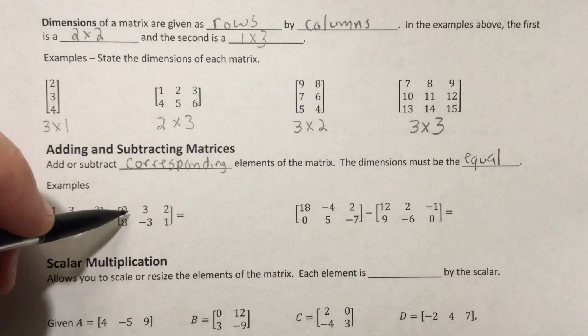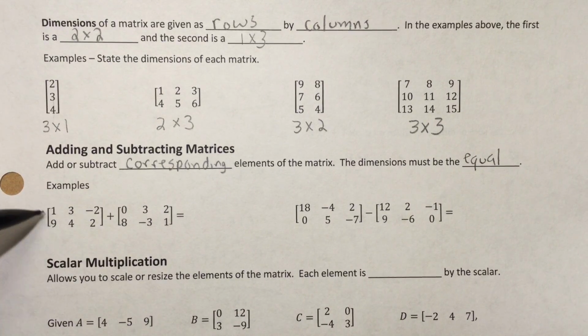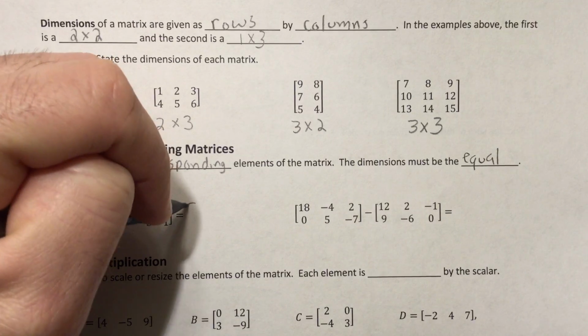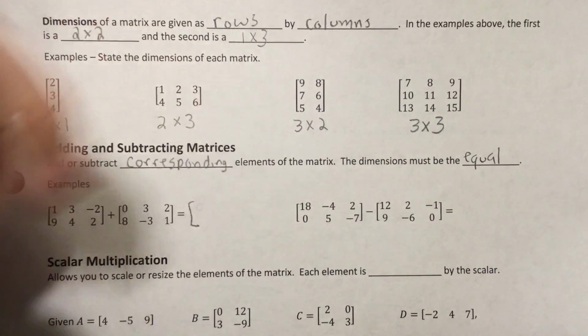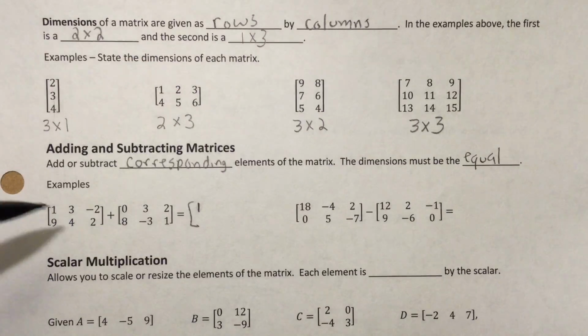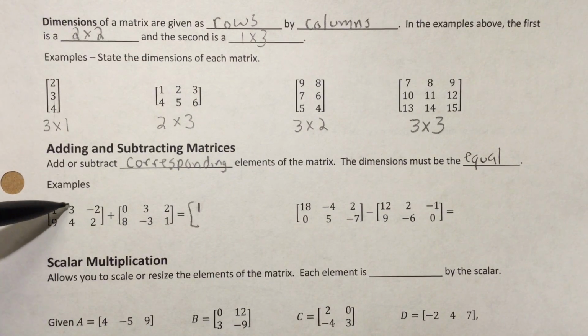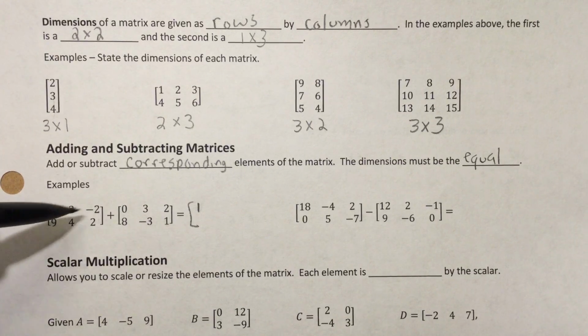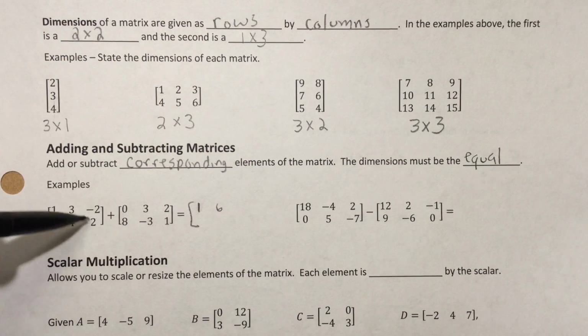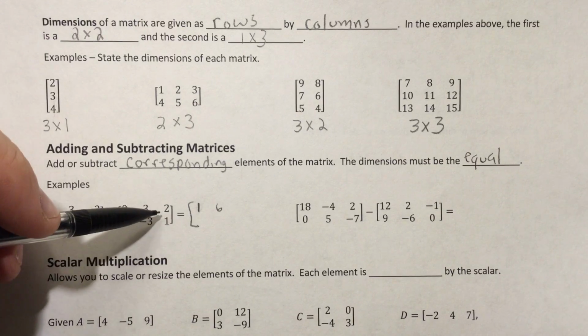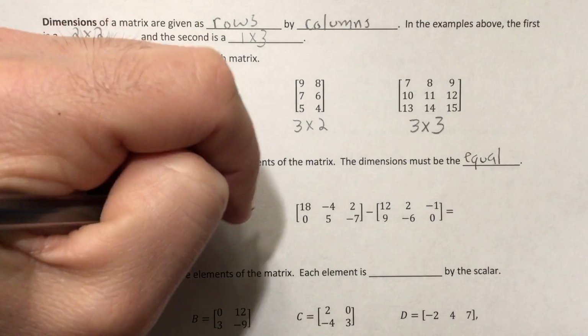What we mean by adding or subtracting the corresponding elements means that the number in row 1, column 1, I'm adding to row 1, column 1. So I'm adding 1 plus 0. So my answer for row 1, column 1 is 1. Then I'm adding row 1, column 2 to row 1, column 2. So 3 plus 3 is 6. I'm adding row 1, column 3 to row 1, column 3, negative 2 plus 2 is 0.